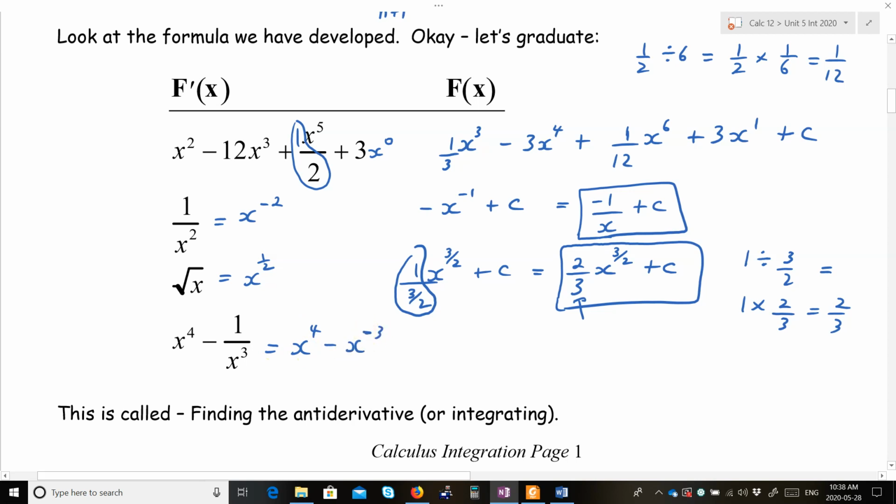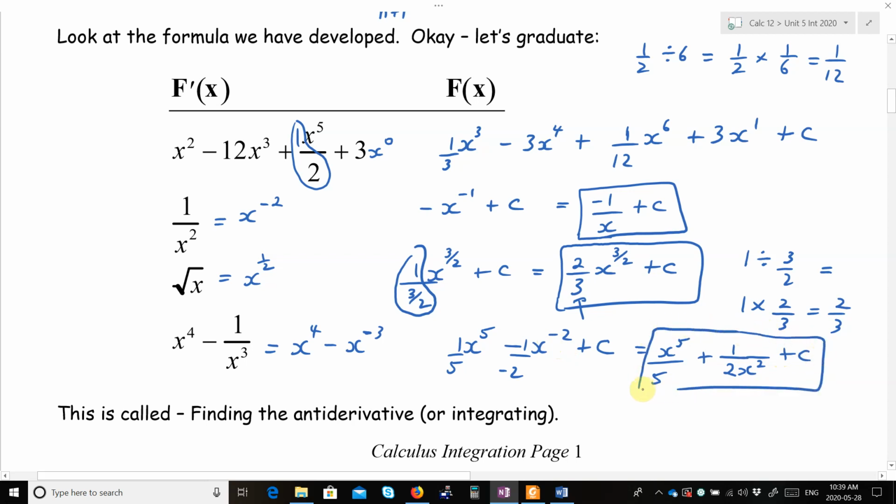And finally, this is x to the 4 minus x to the -3. And when we do the antiderivative, we are going to get x to the 5 with a 1/5 in front. And then we will get x to the -2, and see how we've got that -1 over -2 plus c. So this will be x to the 5 over 5, plus 1 over 2, times x to the -2. If you wanted to, you could flip that down so that the power becomes positive. So we could write it like this.